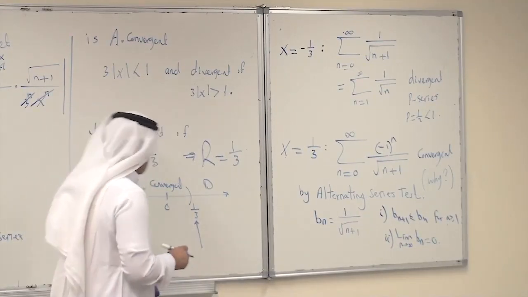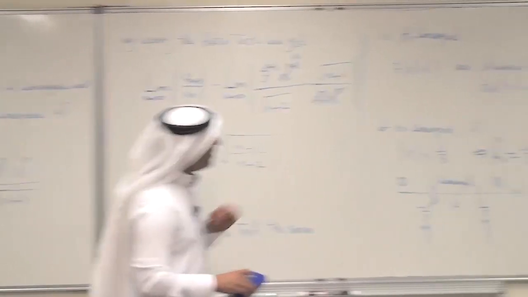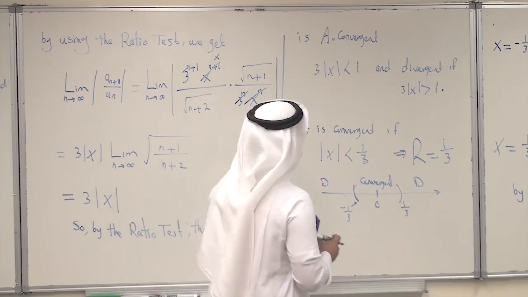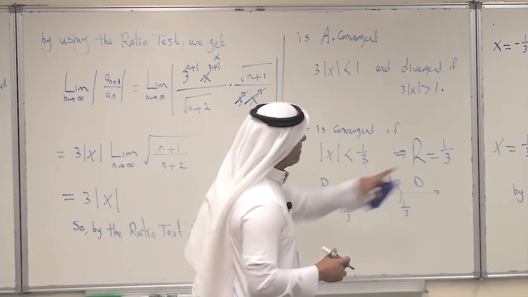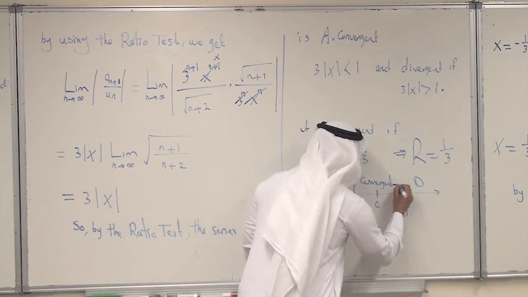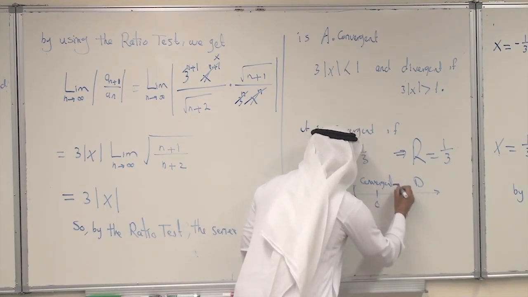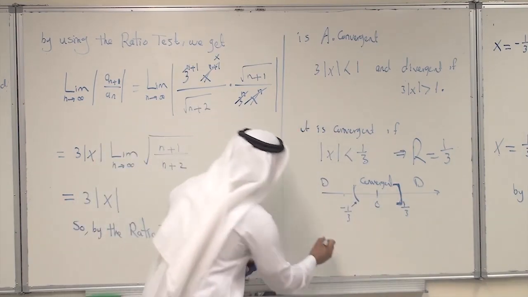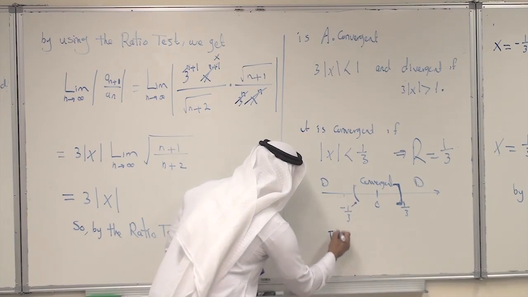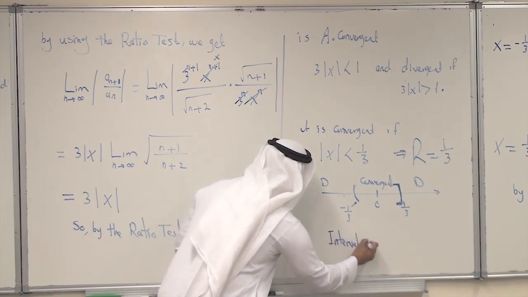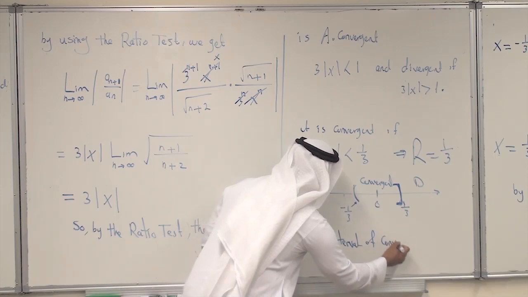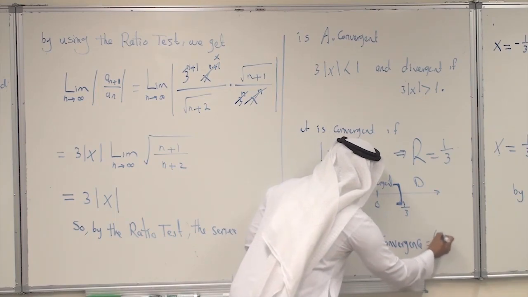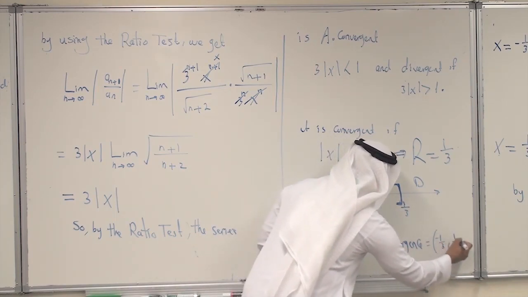Fine. What should we do now? We go back to our case. Now we are done with these 2 points, and we found that this point is not a point of convergence, but the other point is a point of convergence. So we are sure now, together with 1/3, we have what we call the interval of convergence. So what is the interval of convergence? It is equal to minus 1/3 open, but 1/3 closed.